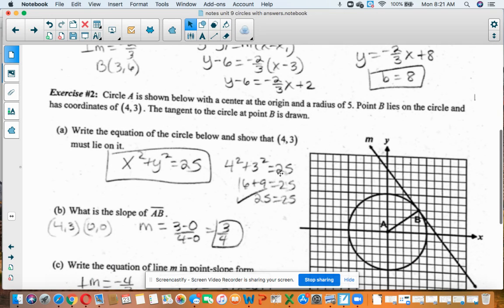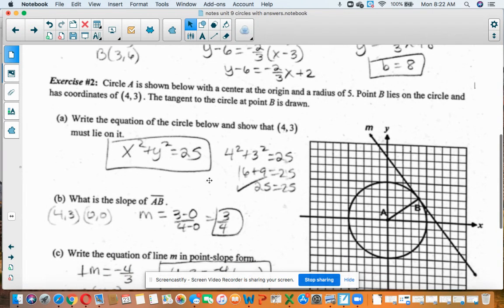Okay, and then we're just going to do that with circles. I'm writing an equation. I have a circle right here. I'm writing the equation of the circle. It has its center at (0, 0), so it's just x squared plus y squared. I can see that my radius, I just count right here, my radius is 5.